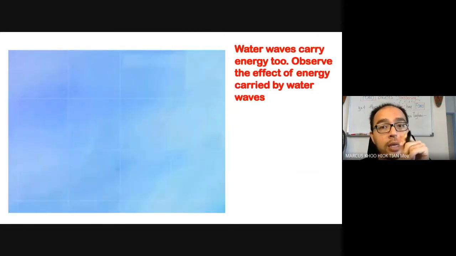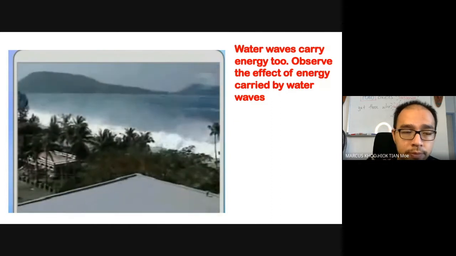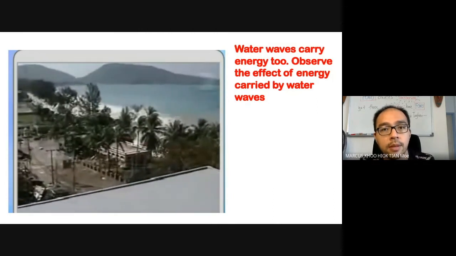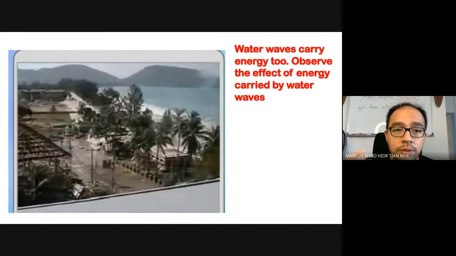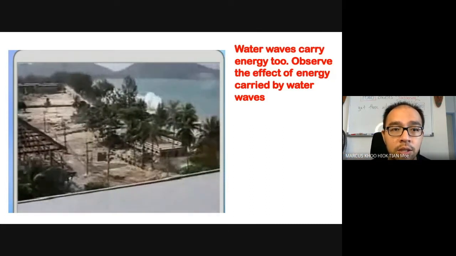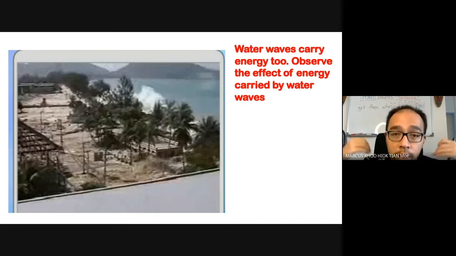Now, the important thing is this: water waves carry energy too. Let's observe the effect of energy carried by water waves. This is a famous situation from back then, I can't remember exactly when. But the tsunami that hit West Malaysia, and of course the after effects of the tsunami, showed that the water waves had a tremendous amount of energy.